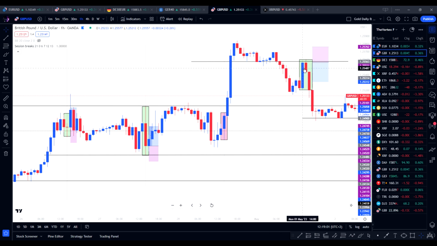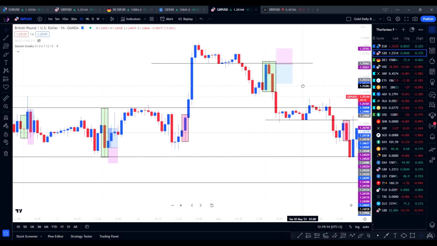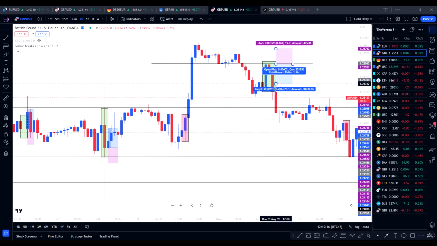So for example, on Monday the 1st of May, when the candle opened, it closed right there. We sold at that point, risking 20 pips to make 25, and we could see that it hit profit. Yes, there are ways to secure further profit, absolutely.